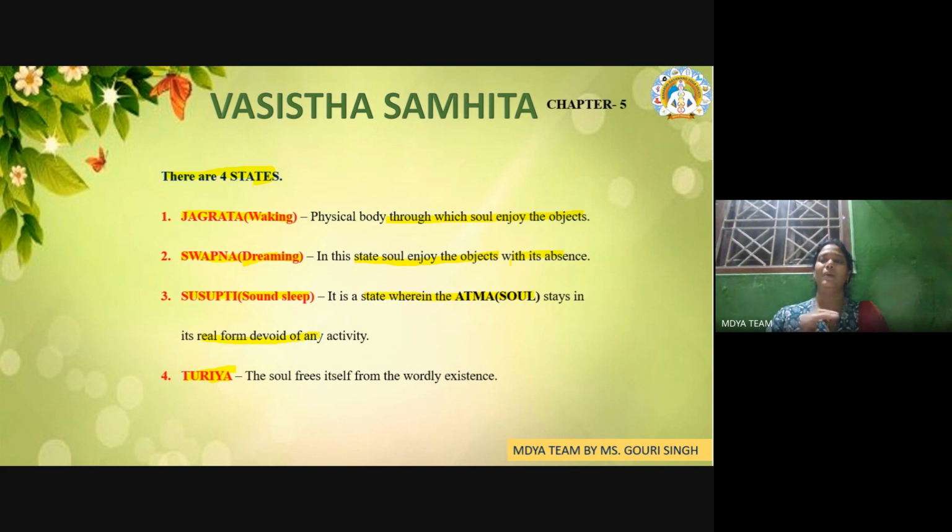But it will become, and it will vanish. It comes and vanishes, meaning it will come again and go again. That state is the Susupti state, that is the sound sleep.